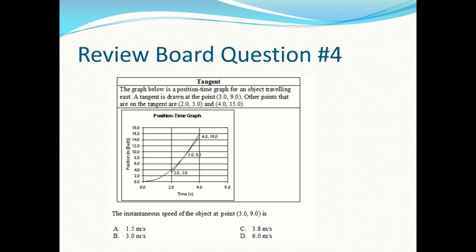And then for this one, the instantaneous velocity, they already drew in the tangent line, so we just have to find the slope of that tangent line. So we would use the points that they give us, x versus then y. So it'd just be 15 minus 3 all over 4 minus 2. So that'd give us 12 over 2, which is 6.